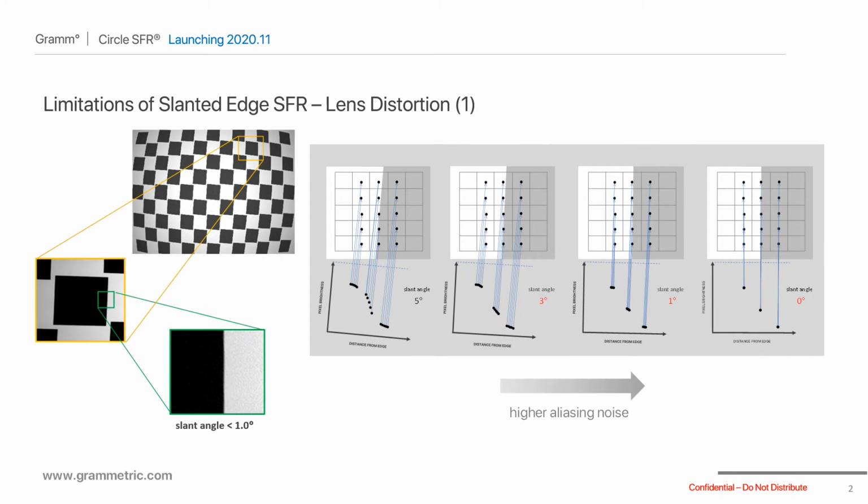The limitations of slanted-edge SFR are well known. Camera lens distortion can cause the slant angle to be significantly lower than the 5-degree slant specified in the ISO standard. This means that the resulting slanted-edge SFR can contain higher aliasing noise, which can reduce the reliability of the measurement.